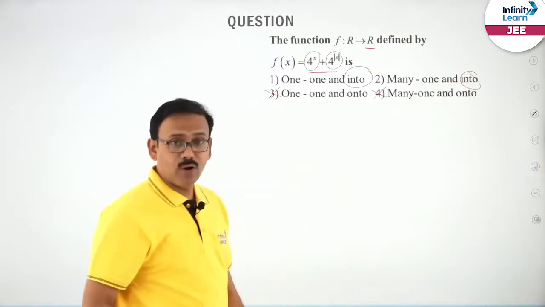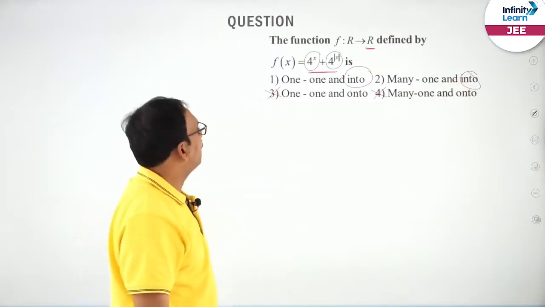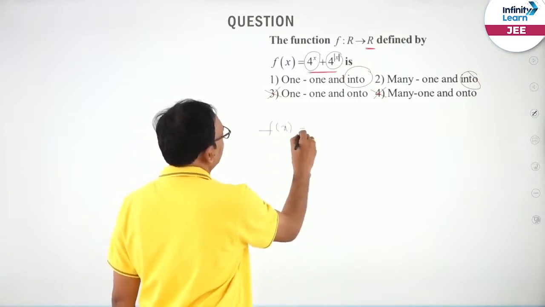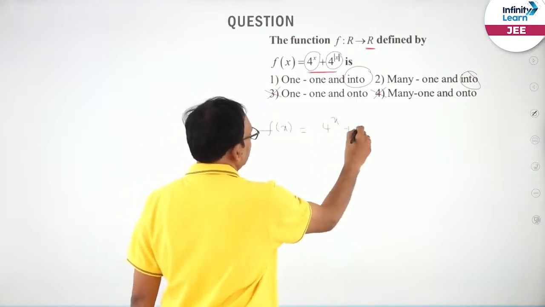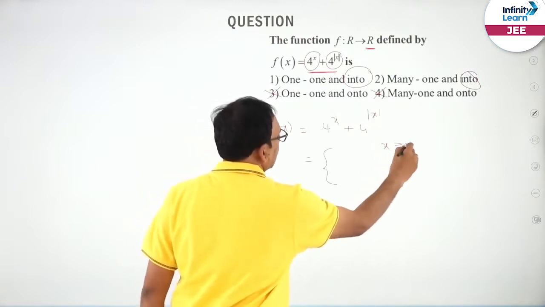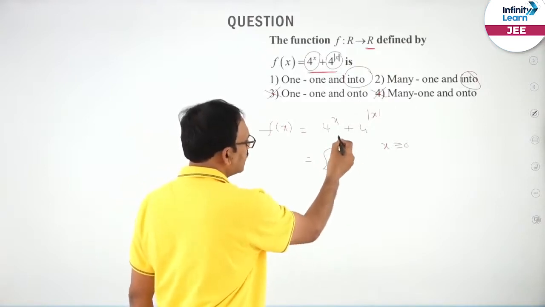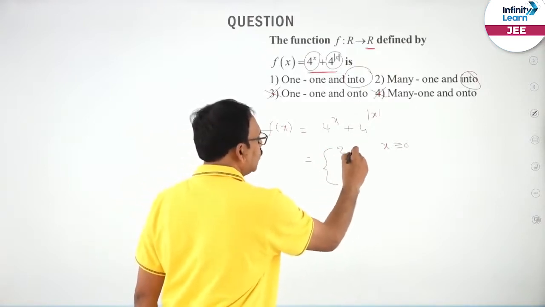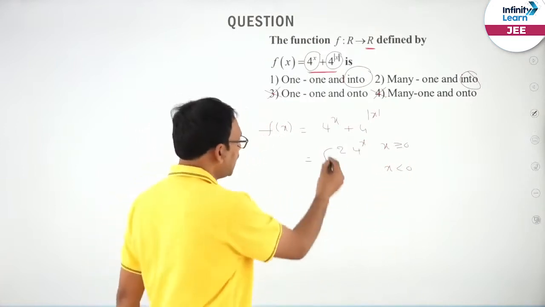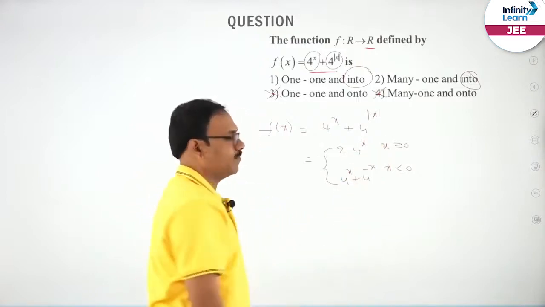Now, what about 1-1 nature? Right, friends, better you try to draw the graph of this. f(x) is nothing but, friends, 4^x + 4^|x|. Now, you can split it like if x ≥ 0, you see it is going to be 4^x + 4^x, 2·4^x. If x is less than 0, you can say that it is 4^x + 4^(−x), that is the thing.